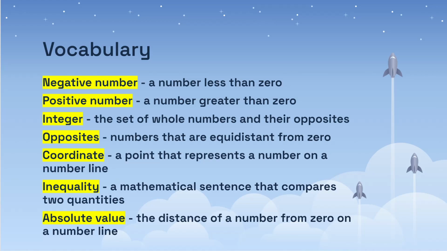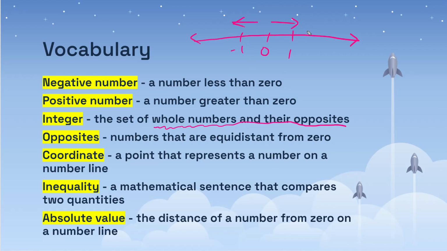I'm going to draw a number line to talk about some of these concepts. Here's 0. Numbers that are less than 0 are the negative numbers. To the right of 0 are the positive numbers, right? You are probably pretty familiar at this point with the number line. An integer is all the whole numbers and their opposites.